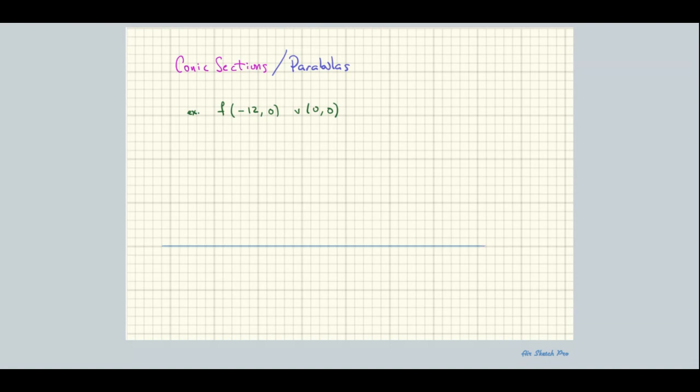Give myself as much room as I can. To 12, 5, 10, 12. Okay. So here we go. Here's going to be my vertex at 0, 0. Focus. I'm going to cut these things 2 per unit. And so there's my focus now at -12, 0.